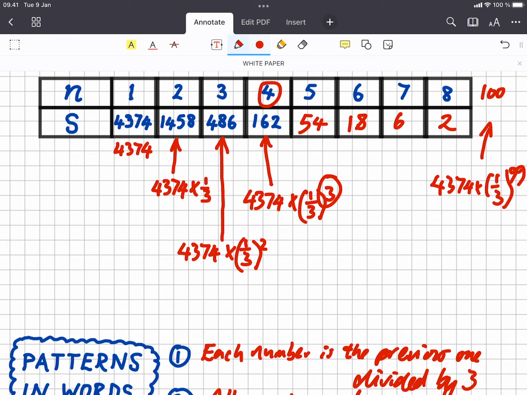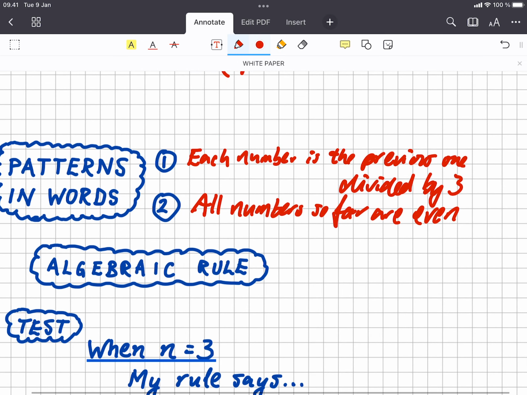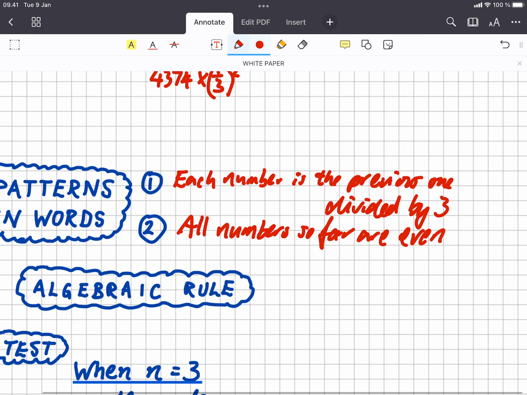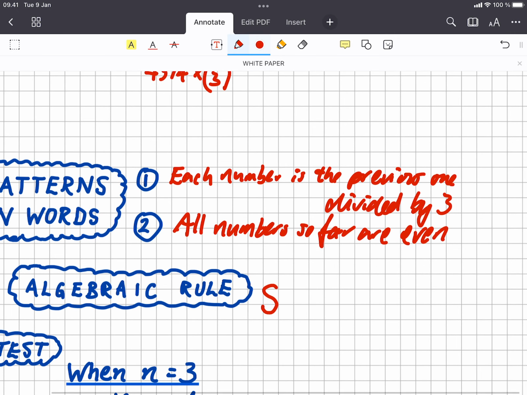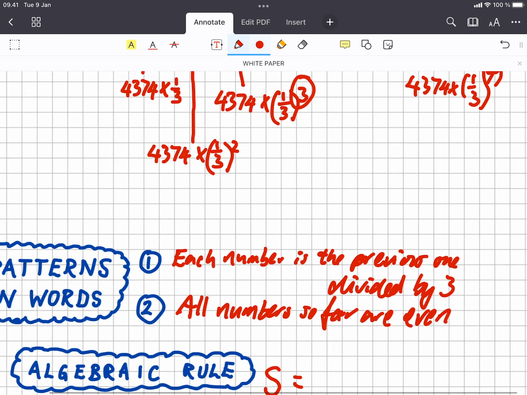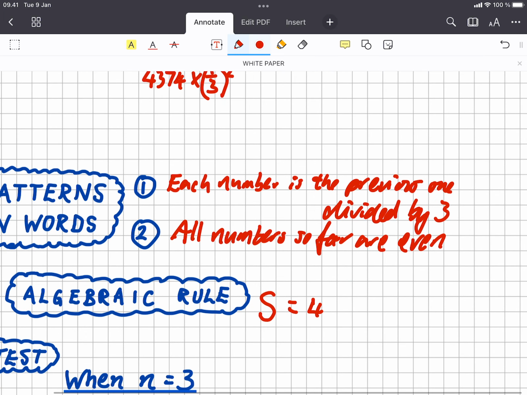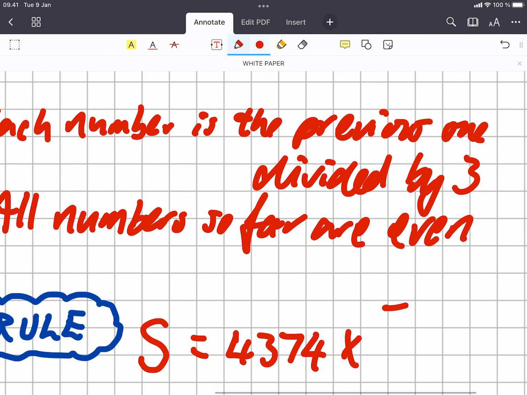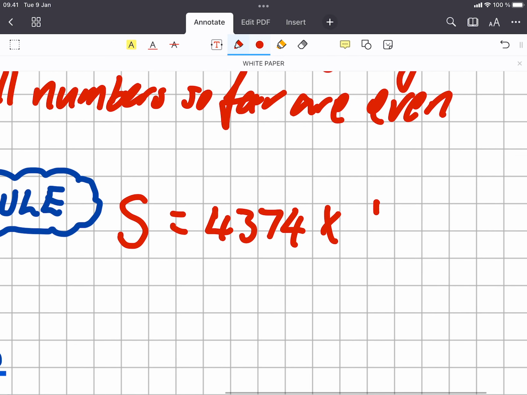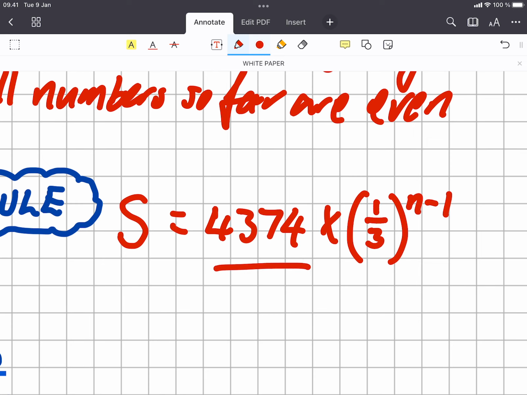And generally speaking, we can write that the algebraic rule is that S equals, and don't forget to write it as something equal to something else, S equals 4,374 times a third to the power of n minus 1. And generally, a geometric sequence is always the first term times the common ratio to the power of n minus 1.